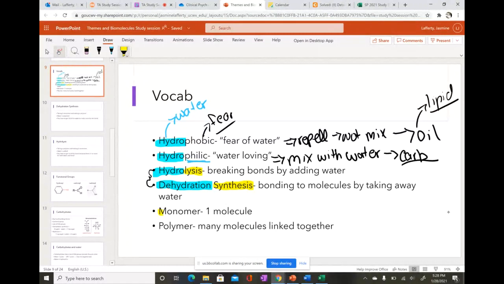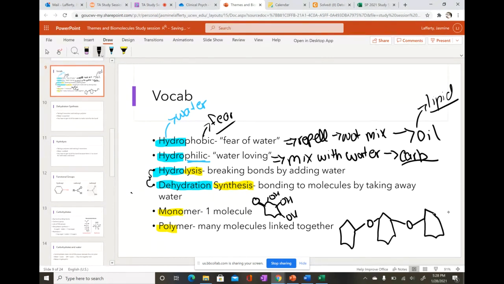Okay, so next we need monomer and polymer. So a monomer is just one single molecule. So it would be like one single carb. That's a monomer. Let me add my OHs, make it a carb. Okay, one single carb. Polymer would be, please ignore my horrible drawings, multiples, so we have 3.